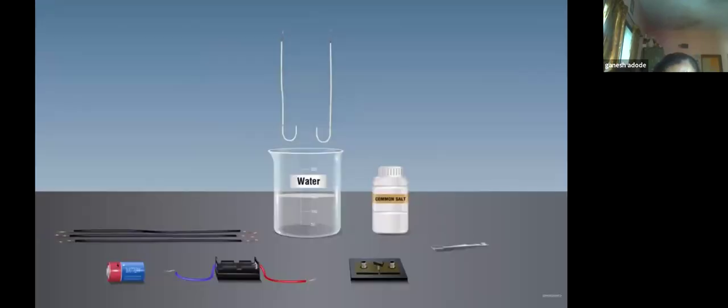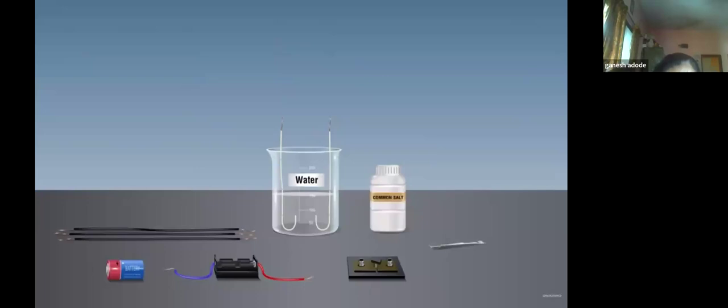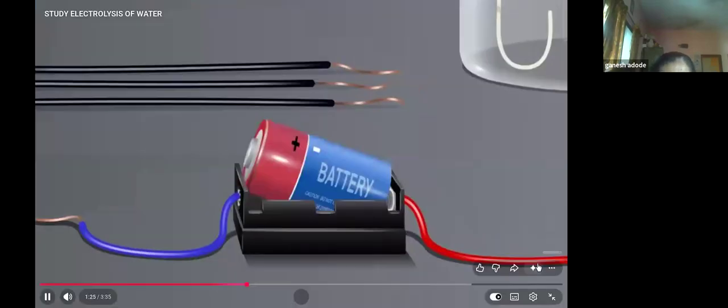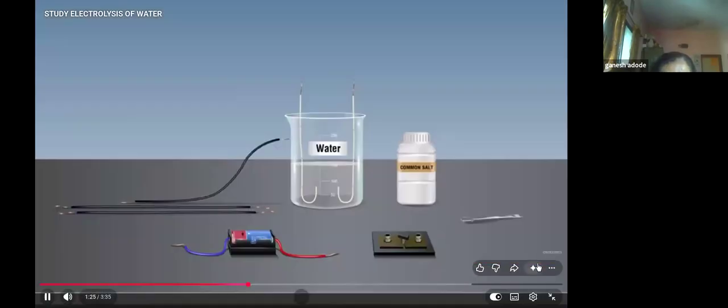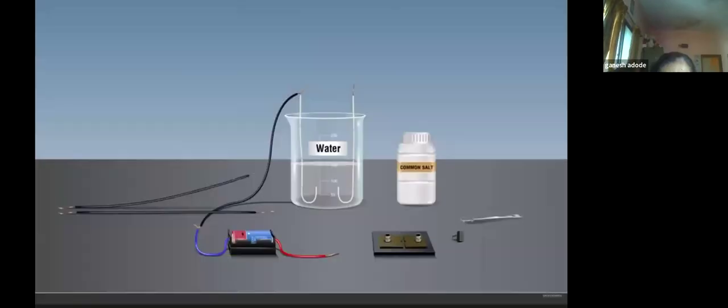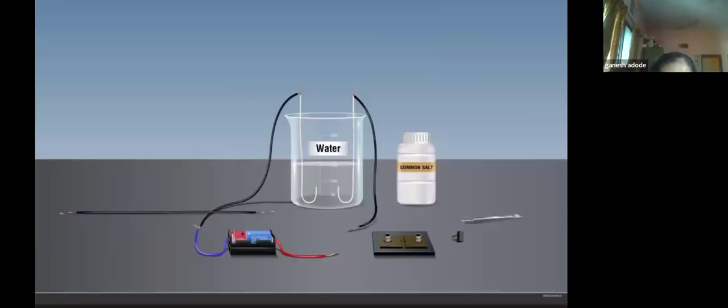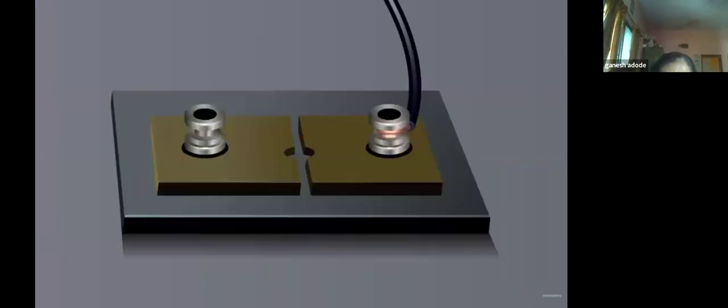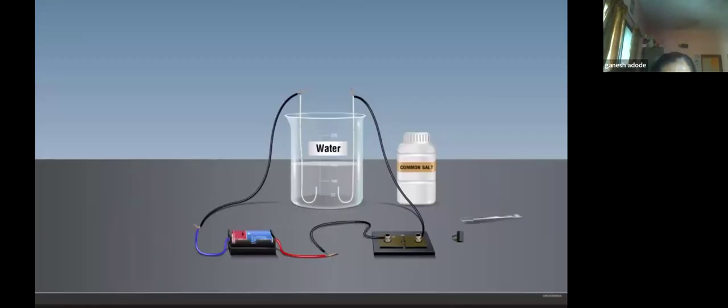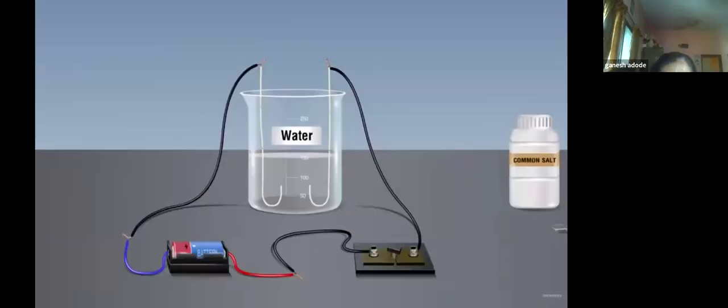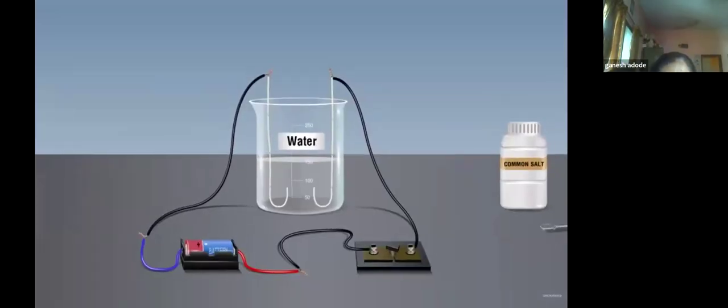Insert the U-shaped connecting wire in water. Connect its other end to the positive terminal of the battery. Connect the second U-shaped connecting wire to the negative terminal of the cell through the key. Connect the negative terminal of the battery to a plug key. Insert the key into the plug. Wait for a few minutes.